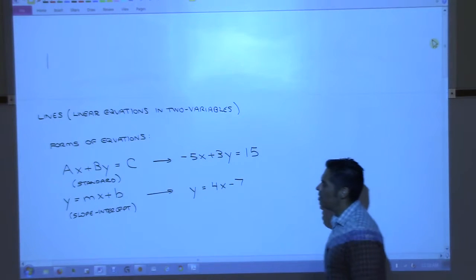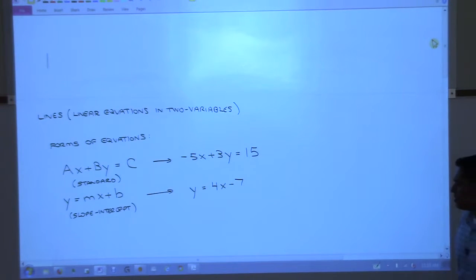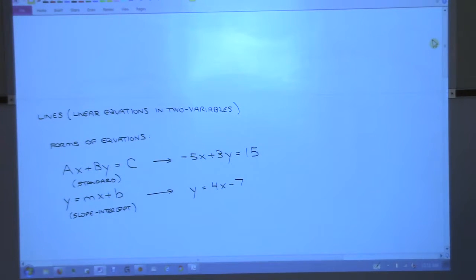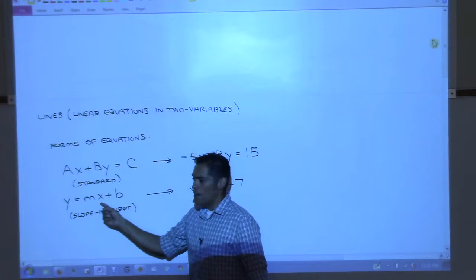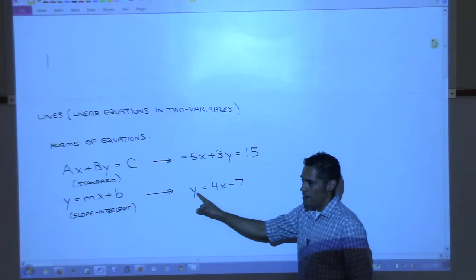So if you could tell me in words what the big difference between the standard form and slope-intercept form is, could you explain that to somebody without making it too complicated? Or, how would you convert from standard form to slope-intercept form? Move the x over. Right? So basically the difference between these two forms is that this one is solved for y. Right? Y is by itself, isolated.